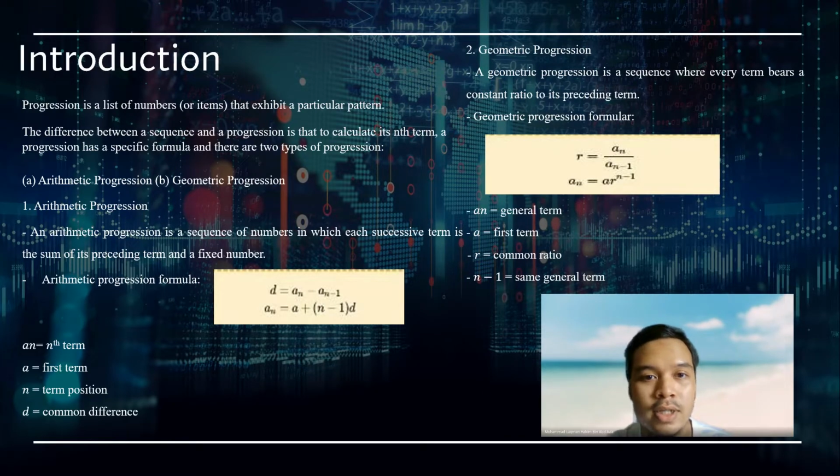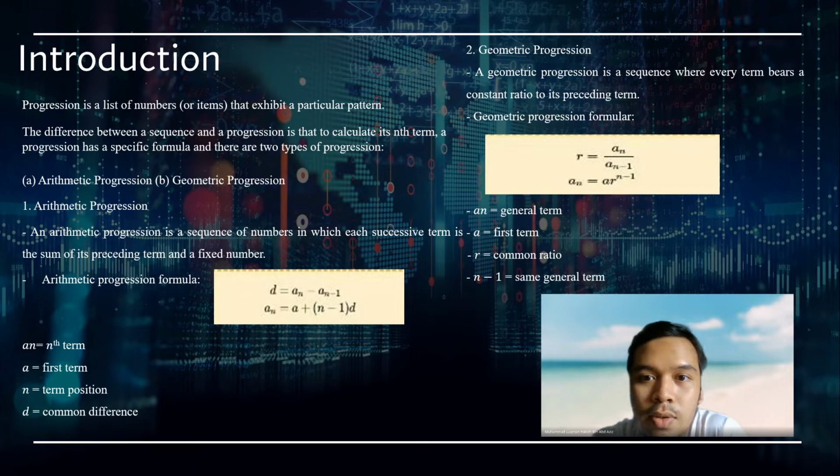About progression. So what is progression? Progression is a list of numbers or items that exhibit a particular pattern. The difference between a sequence and a progression is that a progression has a specific formula to calculate any term. There are two types of progression. The first type is arithmetic progression and the second one is geometric progression.